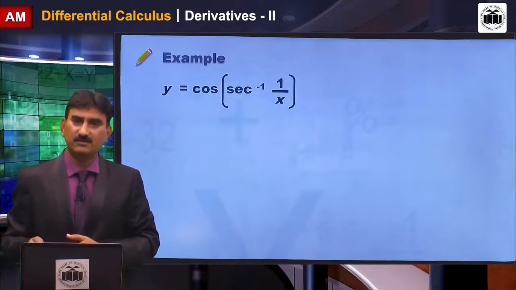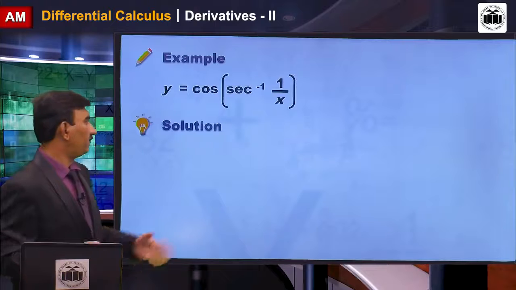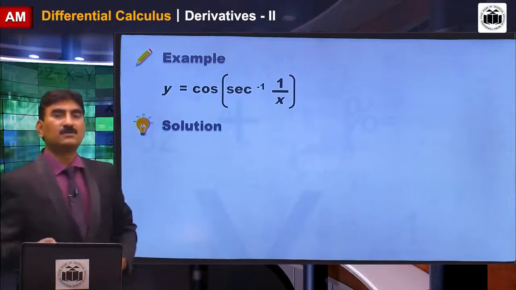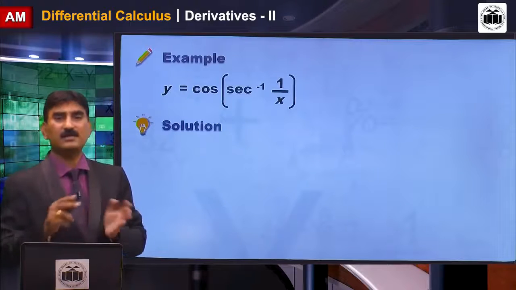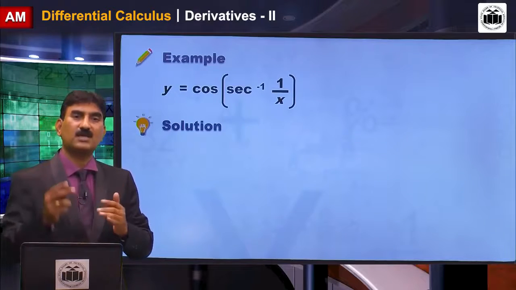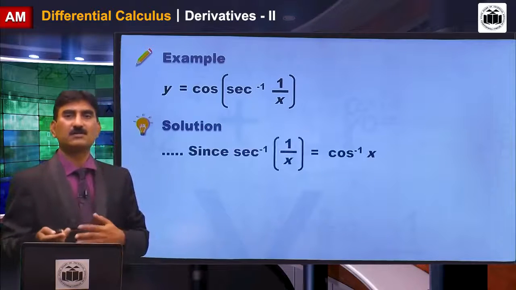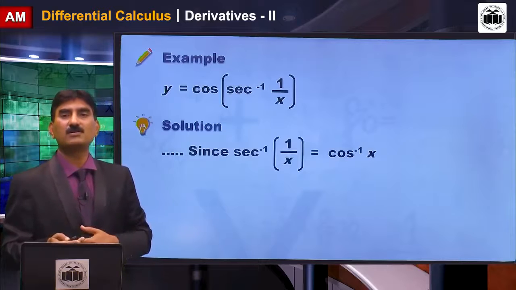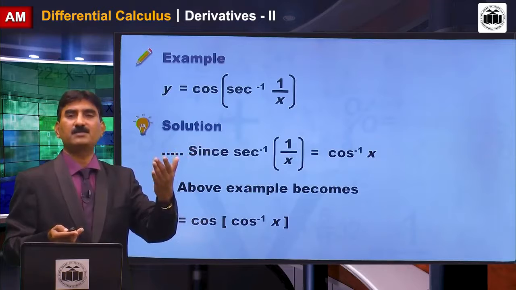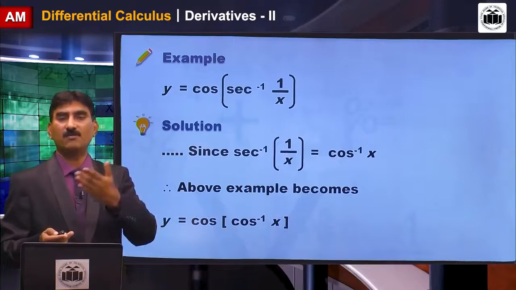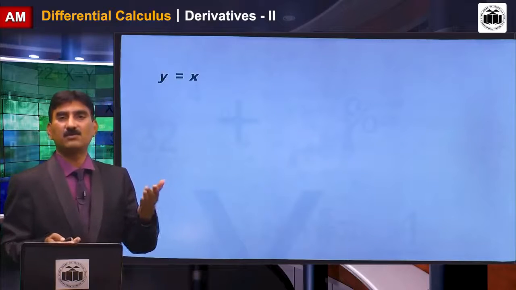Now see another example on the rule of inverse trigonometric. y equal to cos of sec inverse of 1 upon x. Now tell me what is the relation between cos and sec. Yes, they are reciprocal to each other and you know that sec inverse of 1 upon x is cos inverse x. So put this in the above example. So we get y is equal to cos of cos inverse of x and by using the rule of inverse trigonometric function y equal to x.